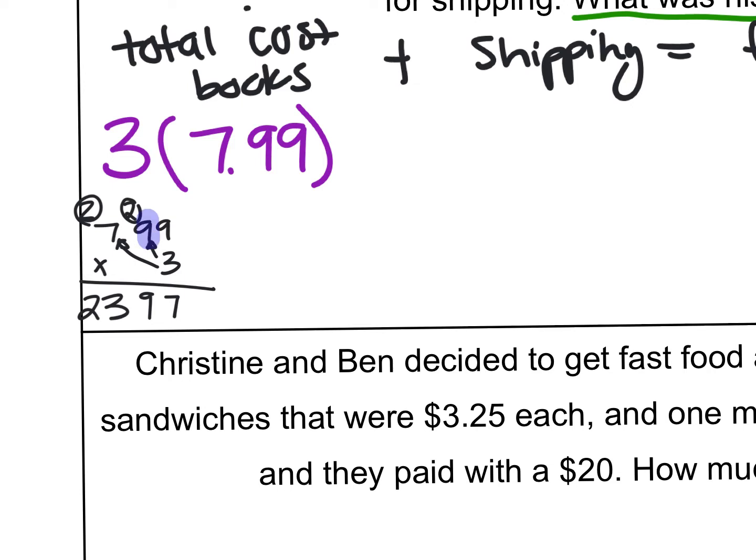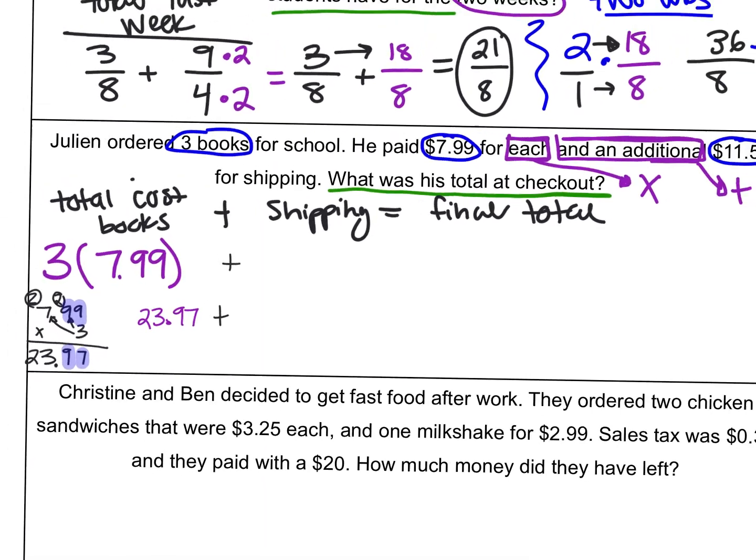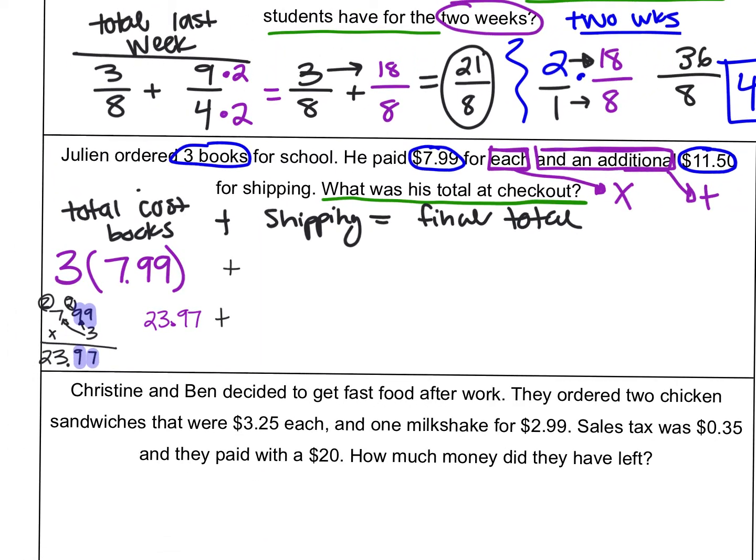In my problem, there are 2 numbers after a decimal. So in that answer, there need to be 2 numbers after a decimal. So the cost for the books is $23.97, plus the cost of his shipping, which was $11.50, is going to give me the total.